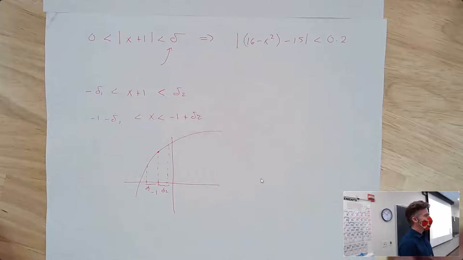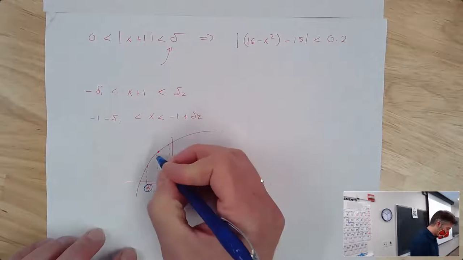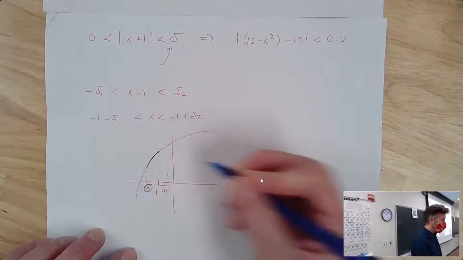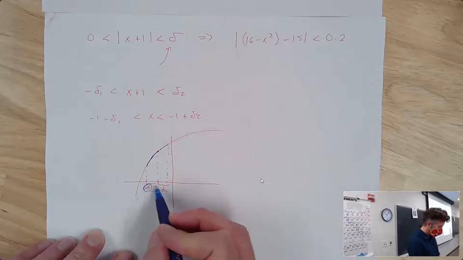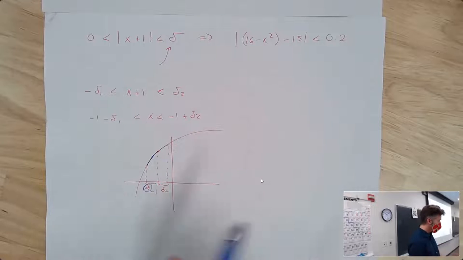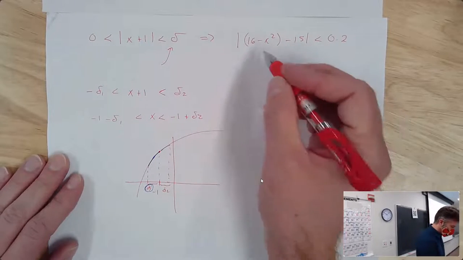And assuming I've drawn my picture even close to correctly, which I actually have, it looks vaguely like a downward opening parabola. I'm pretty convinced already that delta 1 is going to be the smaller one, because this is the more steep part and this is the less steep part. So I'm pretty sure this is going to be smaller than that, and I want the smaller one. We're still going to do it just to see. So now we're going to work on this.